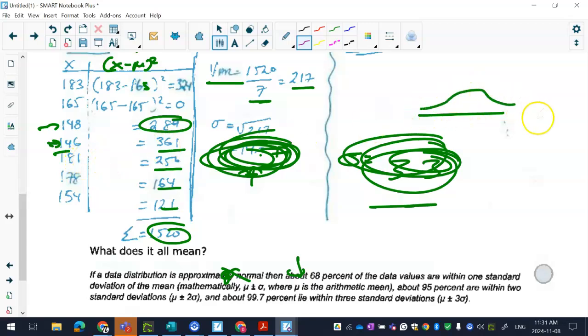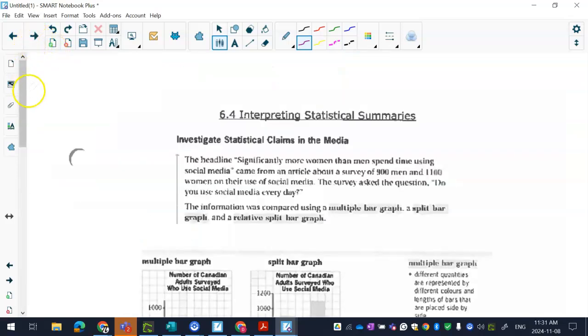If we go back to normal distributions, we're talking about the distributions. If that's group 1, group 2 might look like that. Bigger standard deviations, more spread out. Smaller standard deviation, less spread out.